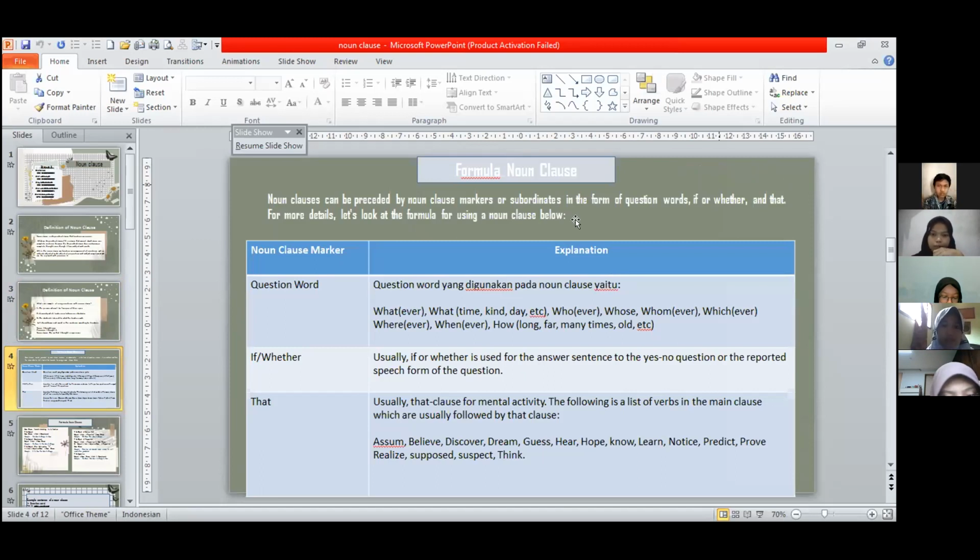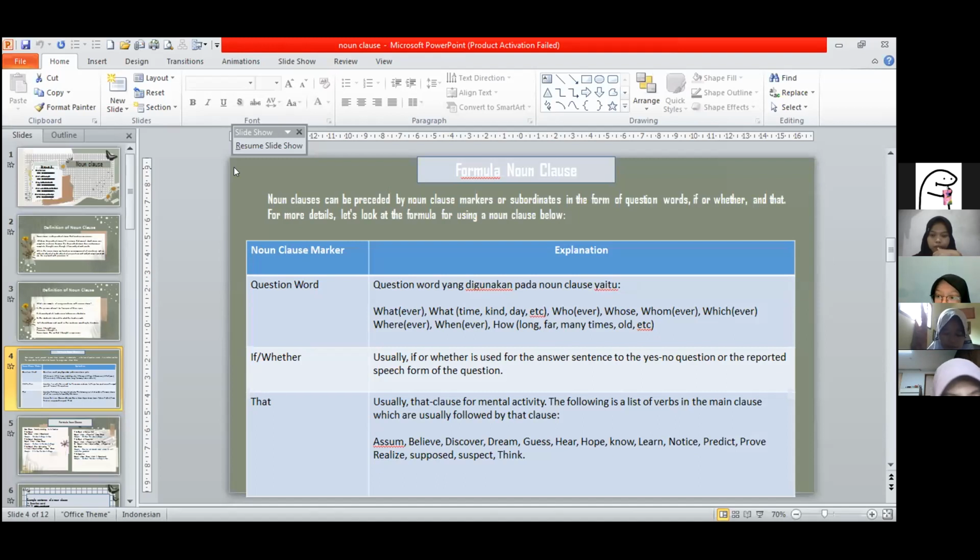Noun clause can be preceded by noun clause markers or subordinators in the form of question words, if or whether, and that. For more details, let's look at the formula for using noun clause below.